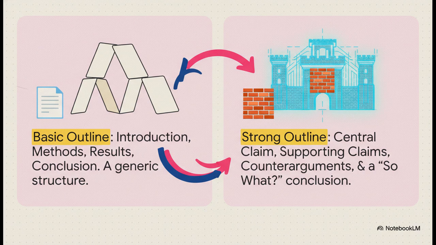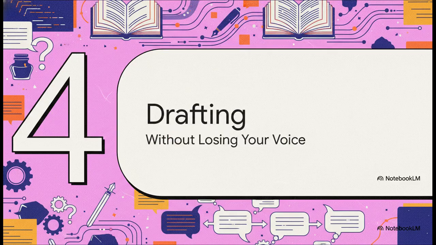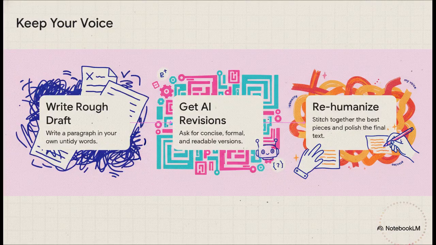It builds that all-important so what factor right into the foundation. Okay, so you've got your sources, you've got this killer outline. Now you actually have to write the thing. And this is where a lot of people get pretty nervous. How do you use AI to help with the writing itself without sounding like a robot and losing your own voice? Here's a fantastic little trick for that.